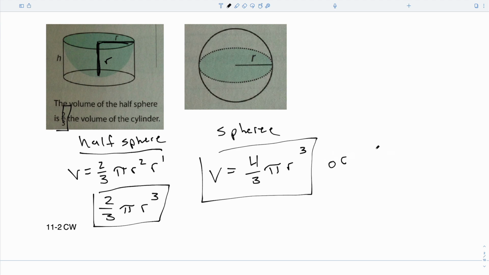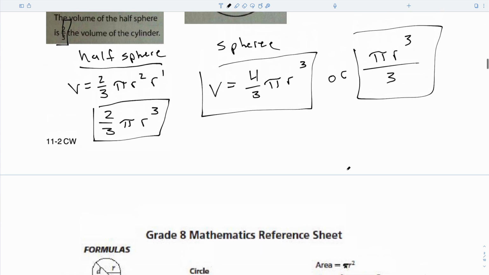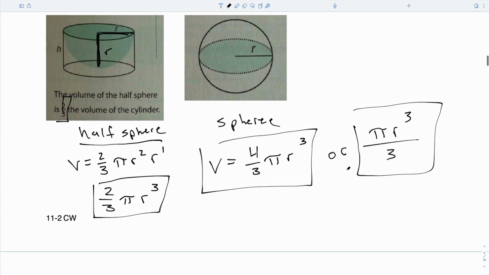You could also write this, the way I like to think about it and enter it into a calculator, is to divide everything by 3. This would also work. Multiply by 4, then divide by 3.